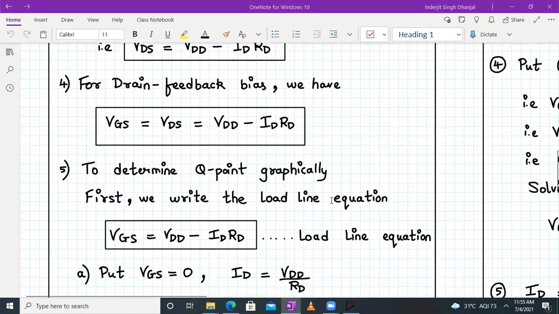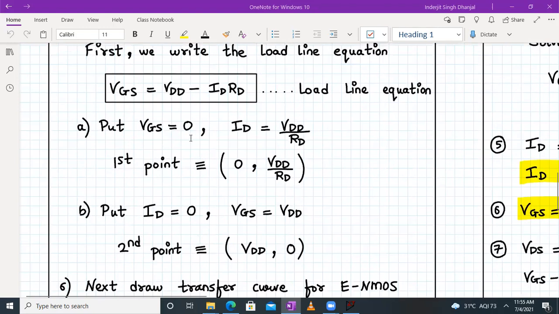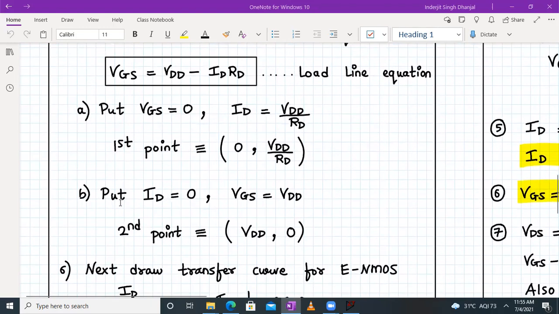Now, if we want to determine the Q point graphically, first we need to write the load line equation. And what is the load line equation? VGS equal to VDD minus ID RD. That is the load line equation. Now if we substitute VGS equal to 0, ID will be VDD upon RD, so the first point coordinate will be (0, VDD upon RD). Then next we substitute ID equal to 0, so VGS will be equal to VDD. So the second point coordinate will be (VDD, 0).